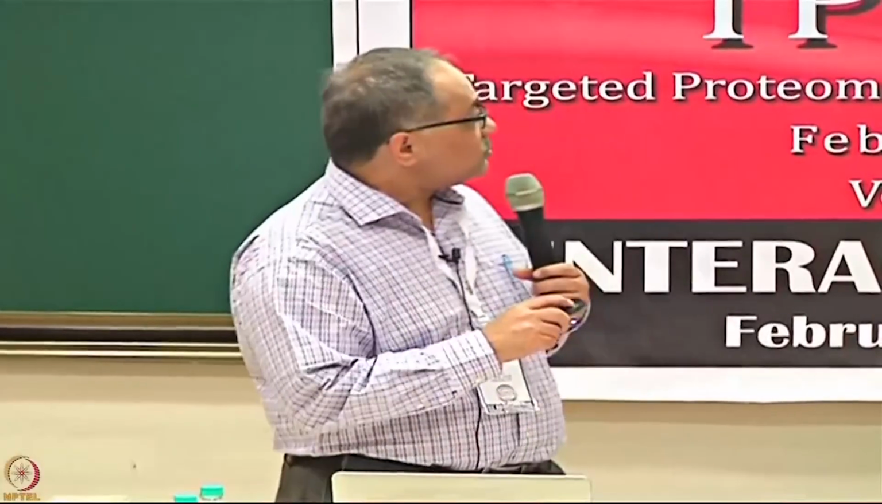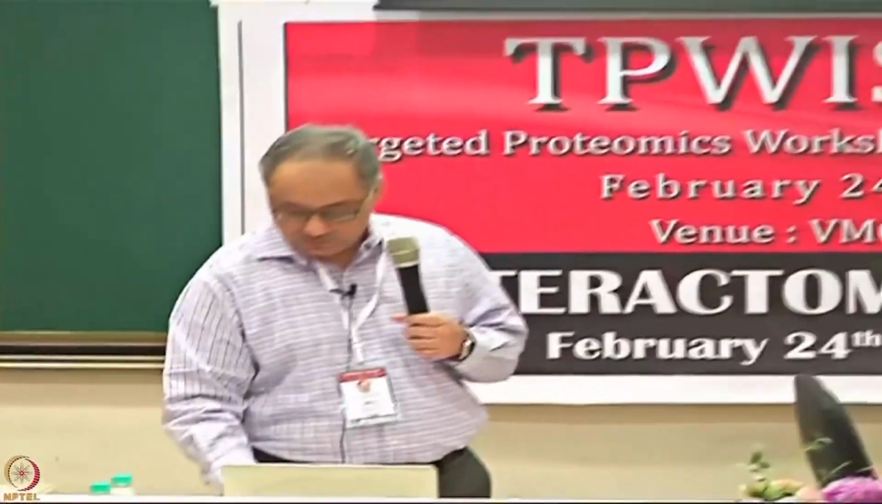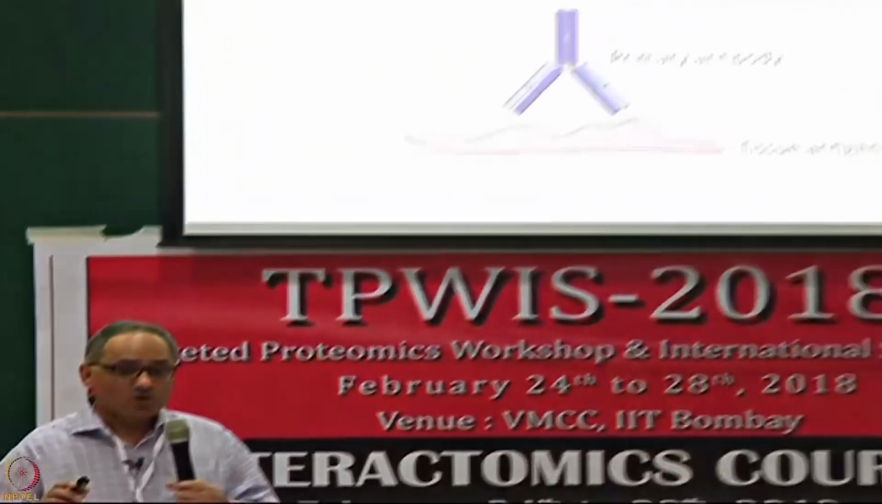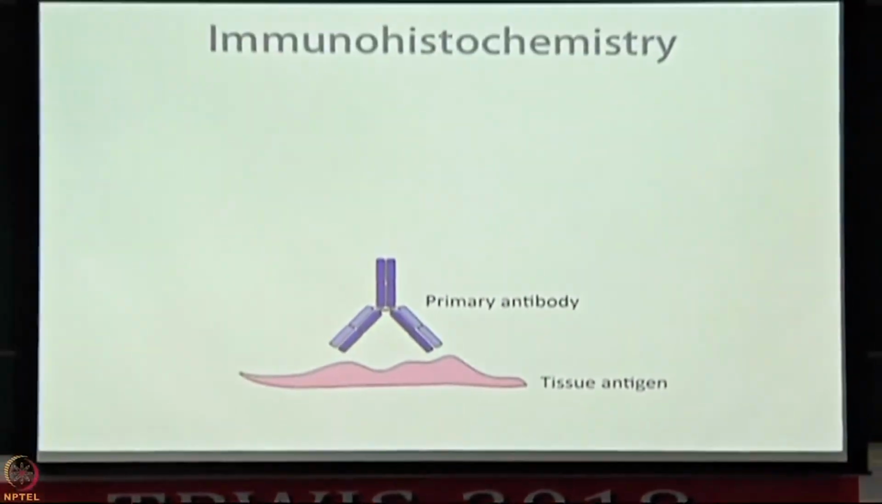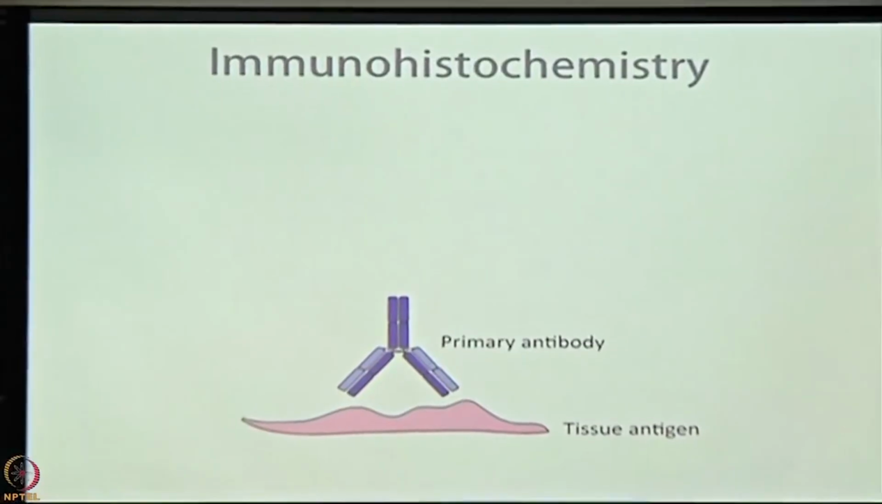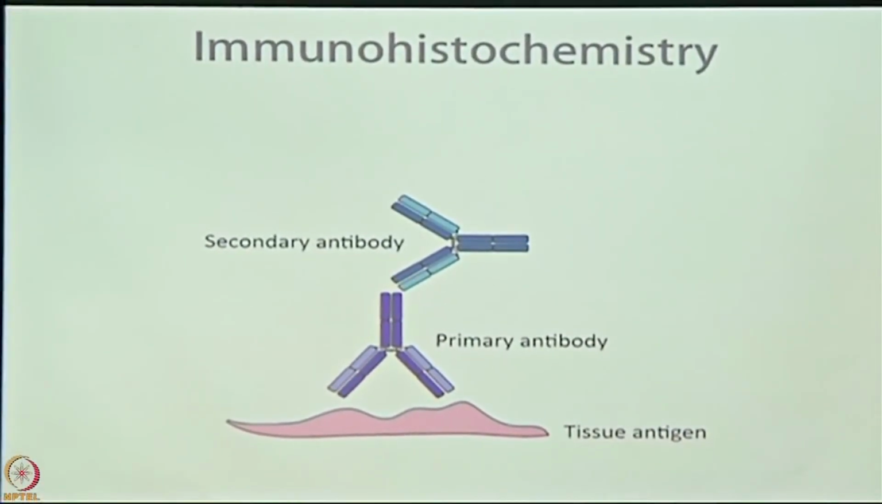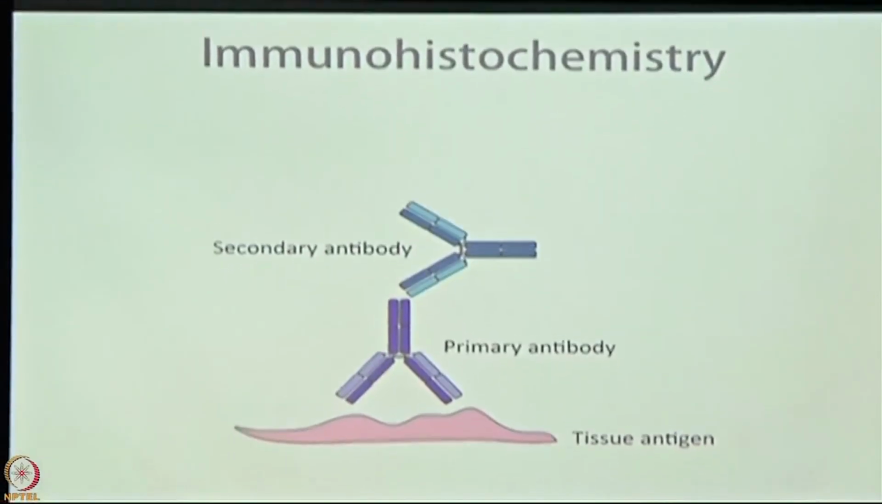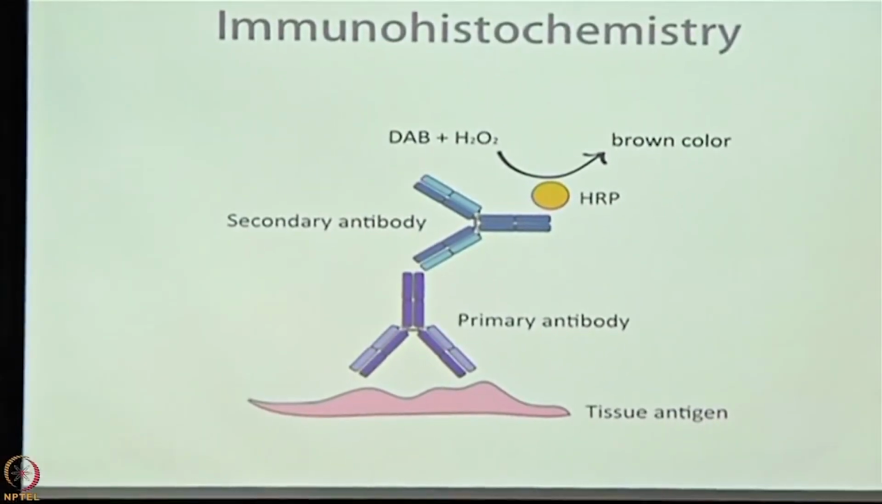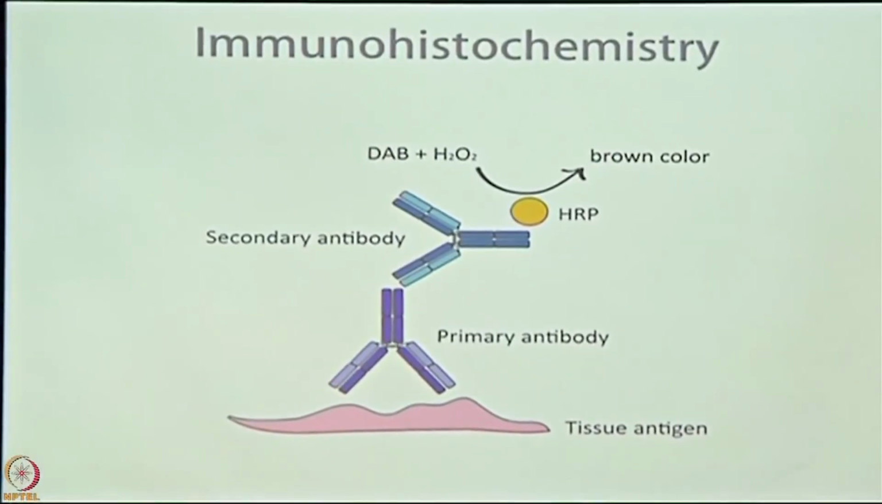So let me tell you a little bit about immunohistochemistry. You have this antigen which is in the tissue, which we can't see normally. You apply a primary antibody which goes and binds to the tissue. Then you apply a secondary antibody which detects actually the primary antibody. And finally, you add a coloring agent which usually gives you a brown color. And when you see that, you infer that the antigen is actually present.